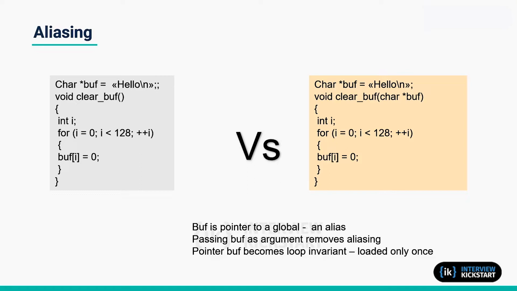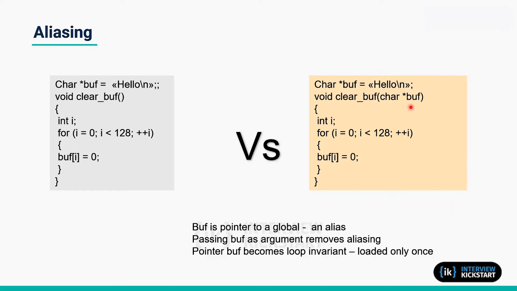Now, here is an example code, which is a character buffer pointing to a string "hello". This function is using the global variable to clear that. It sets all the buffer values to zero. Now, here is an alternative version, which is not doing that.